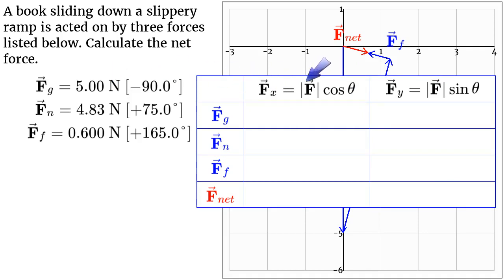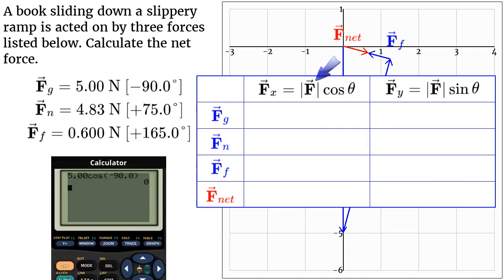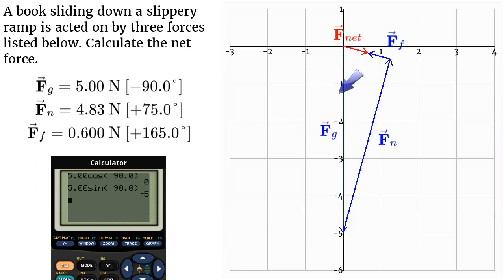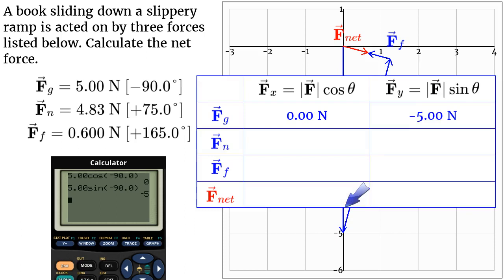I'm going to plug those numbers into the cosine formula. I'm going to go 5.00 newtons times the cosine of negative 90, and I get 0 for the answer. And I'm going to do the same thing, but I'm going to use sine instead of cosine to get the y component, and that's going to give me negative 5. According to my calculator, the components of the gravity force are 0 for x and negative 5 for y. And that kind of makes sense because the force of gravity is going straight down the negative y-axis, which means it's not going to have any x component at all. The entire 5 newtons is in the negative y direction.